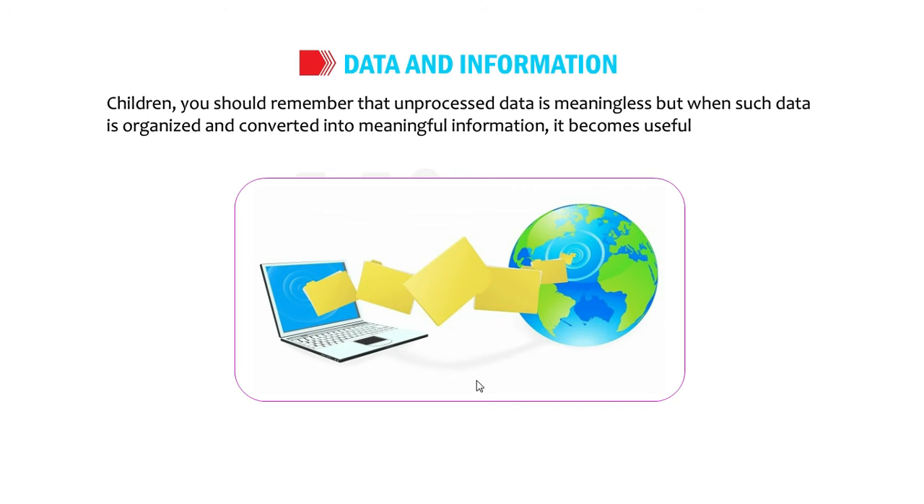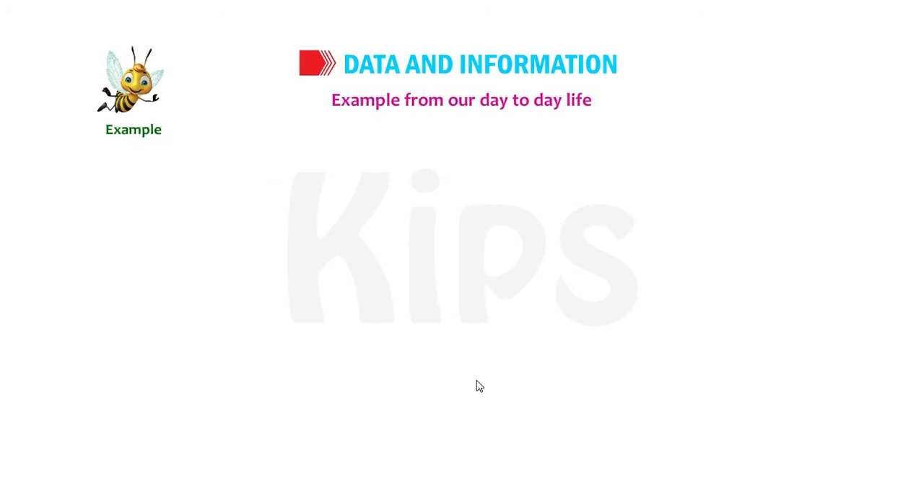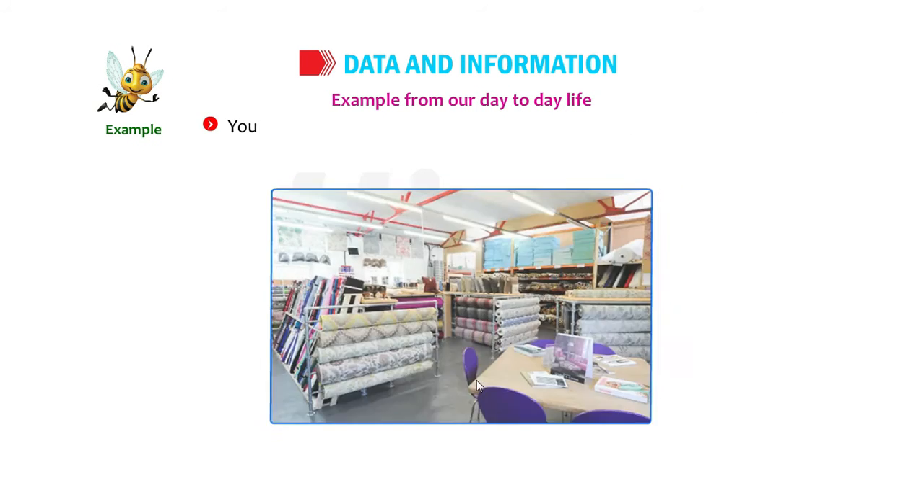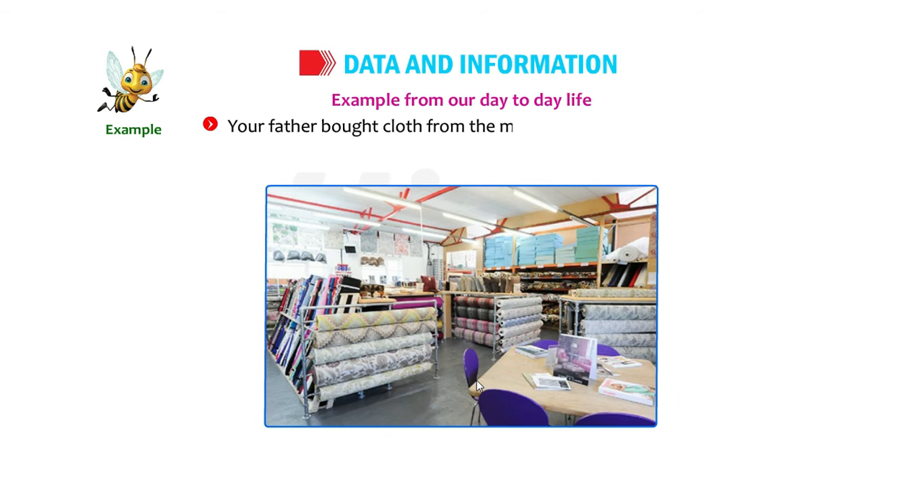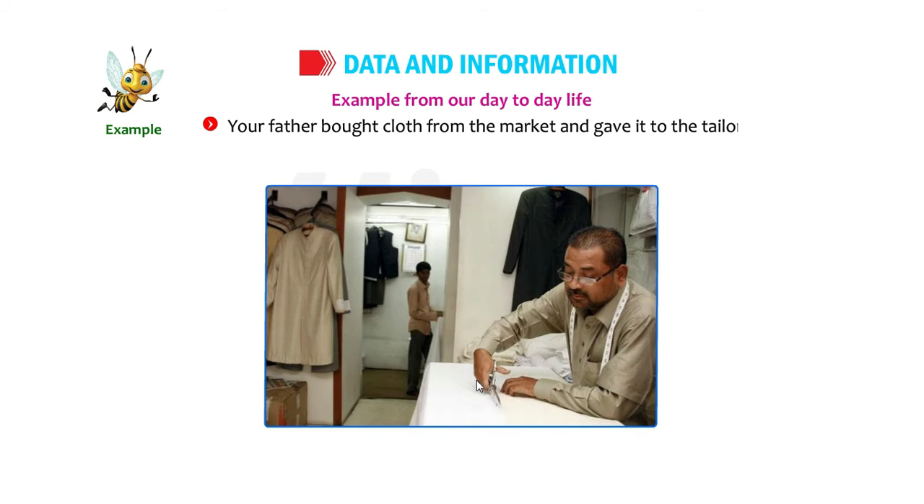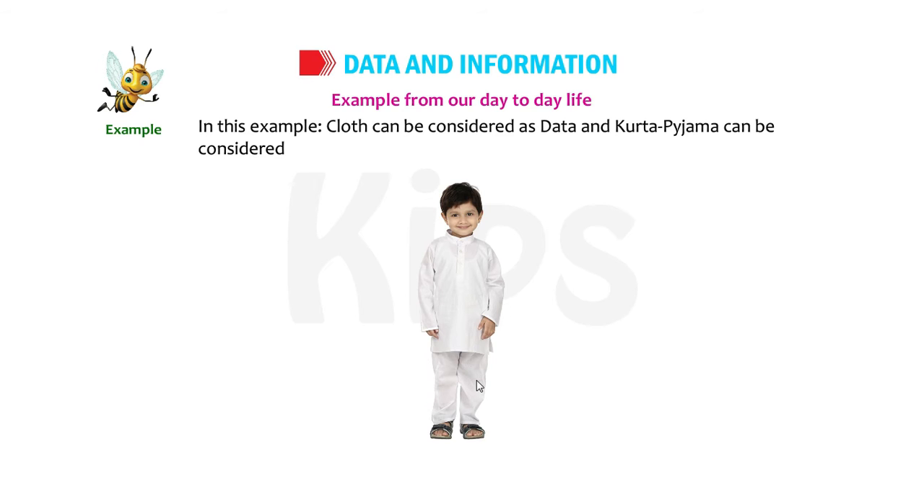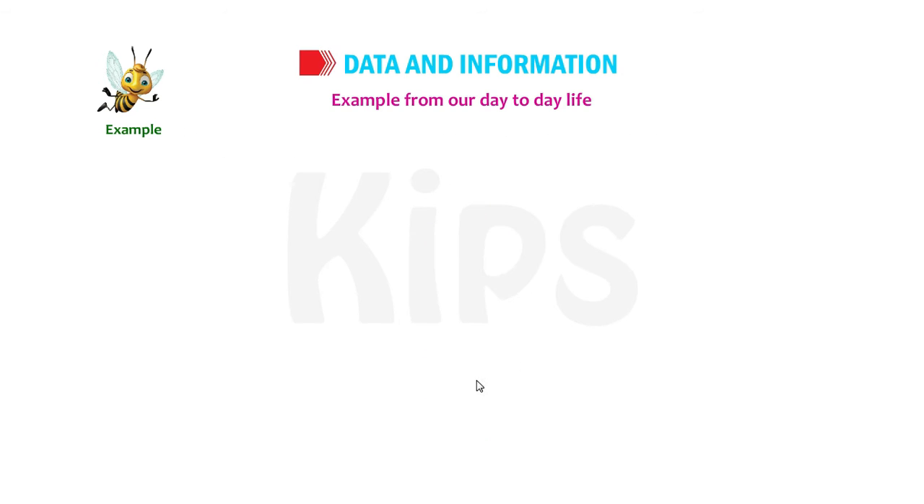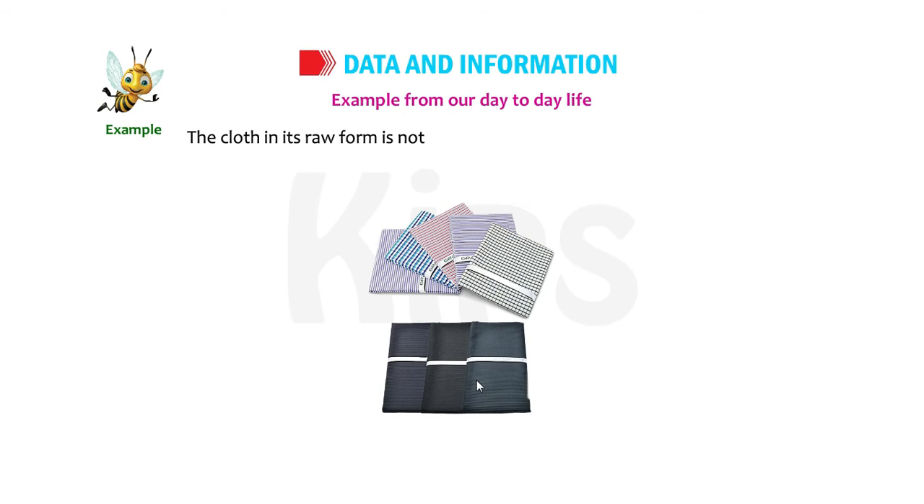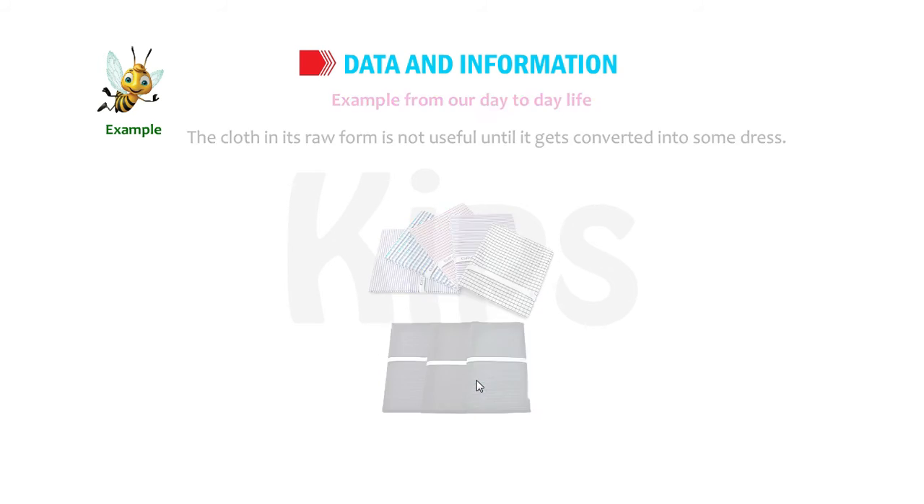it becomes useful. For example, from our day-to-day life, your father bought cloth from the market and gave it to the tailor to stitch a kurta pajama out of it. In this example, cloth can be considered as data, and kurta and pajama can be considered as information. The cloth in its raw form is not useful until it gets converted into some dress.